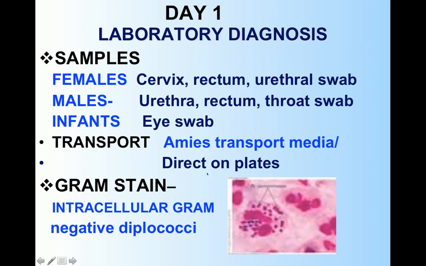We have talked about direct inoculation on the plates, which means that the sample is collected and inoculated at the place where it is collected. Immediately after collection, whether it is in the hospital or in the theater, the plates are readily available there, and the sample is immediately inoculated on the plates, and this is known as direct plating.